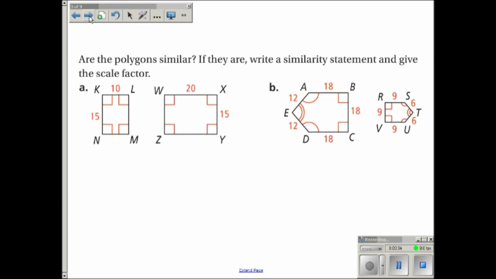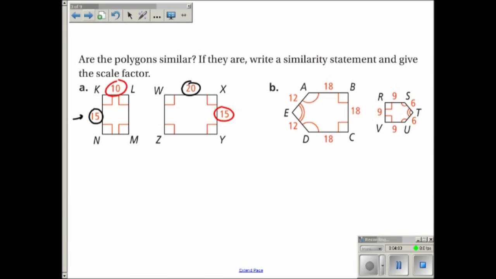Now looking at these two rectangles, if I thought of these as corresponding sides, it wouldn't work because 15 and 15 are the same and 10 and 20 are different. But if I thought about taking this one and turning it on its side, so I think about 15 to 20 as corresponding sides and 10 to 15 as corresponding sides, that might work.